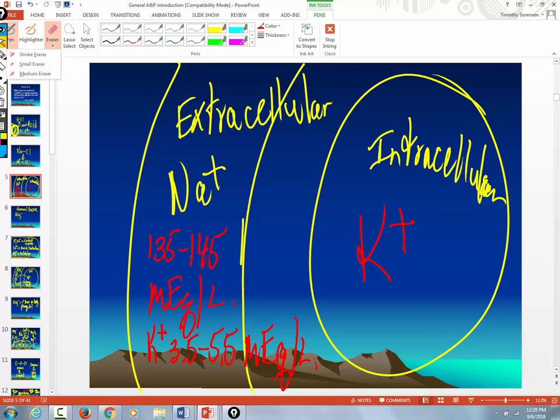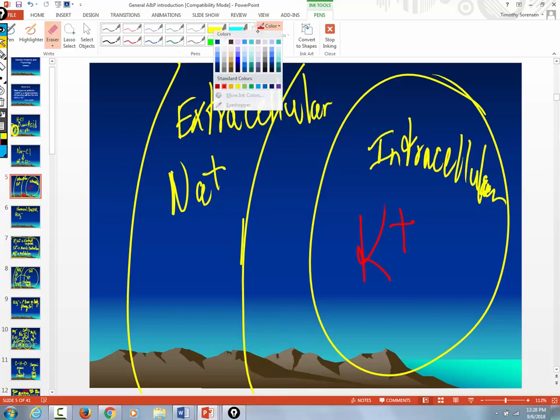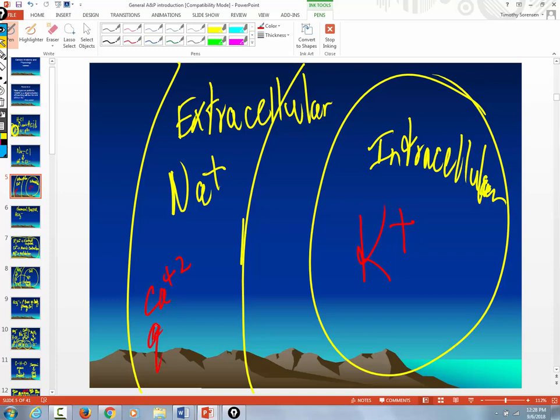Where's calcium highly concentrated? There's only two places it can be in this drawing. For right now, and I'll explain why later, we're going to say calcium's highly concentrated in the blood. And the blood levels of calcium are 9.5 to 10.5 milliequivalents per liter.